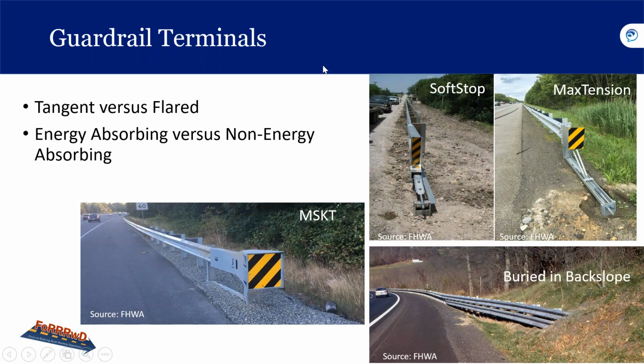Okay, so let's take a look at these guardrail terminals. So the terminals now need to meet all MASH requirements. So there are older designs that have been used that differ in regards to a flared section versus a tangential section. The terminal is flared away from the road at least 4 feet, and the terminal is tangent or parallel to the road.